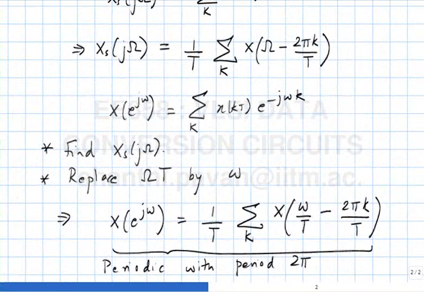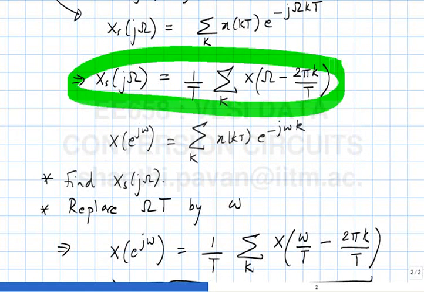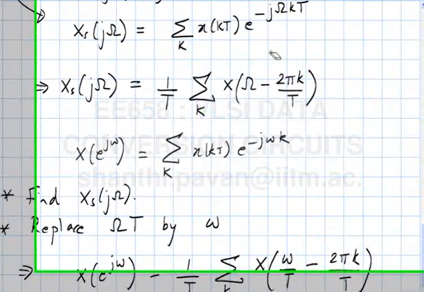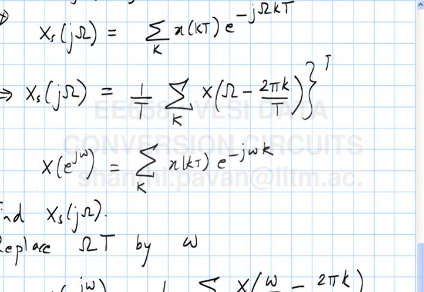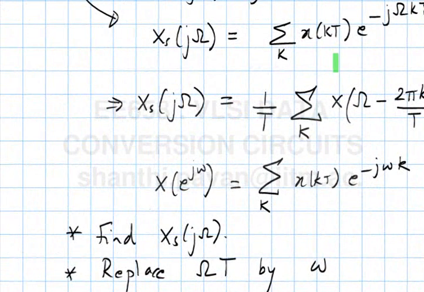On the other hand, this one here, can you comment on this spectrum? Is it periodic or is it not periodic? This is also periodic with period 2 pi by T radians per second. And for those of us who like to talk about things in terms of hertz, this is periodic with 1 by T, which is the sampling rate. Does it make sense?